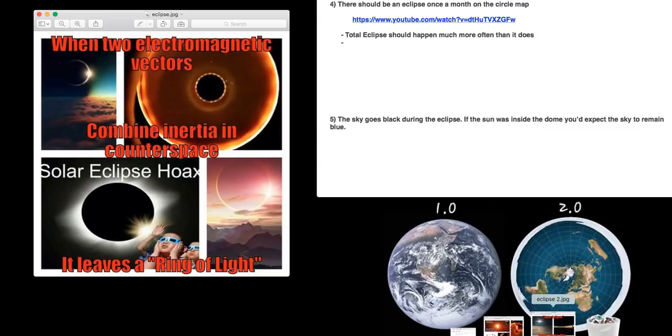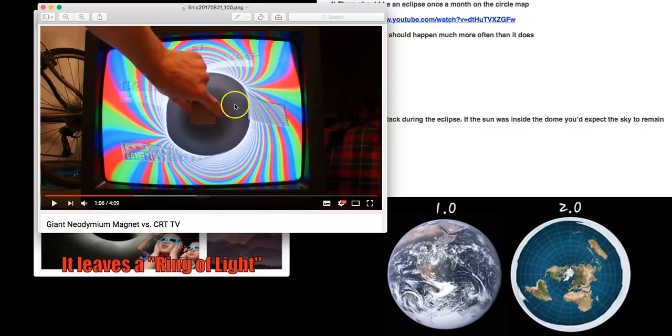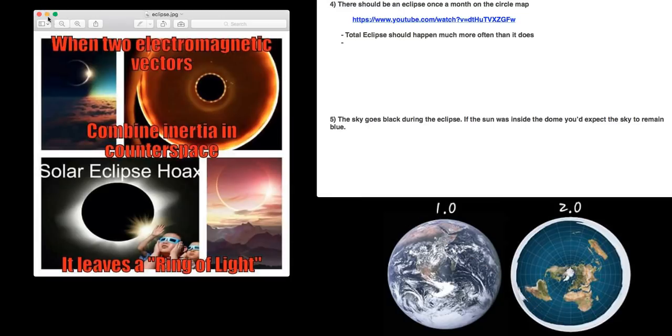Another example of why this is magnetic: this is what you get when you put a magnet on an LCD screen. I'll get into the television set in another post because it's very interesting. It has to do with the sky. But this is magnetic. It's not a solid disk, it's not the moon getting in front of the sun. It's something completely different.